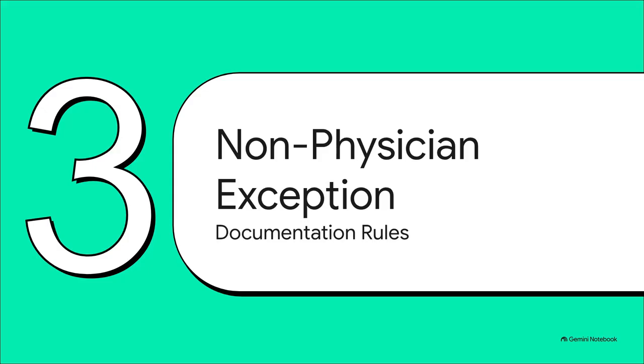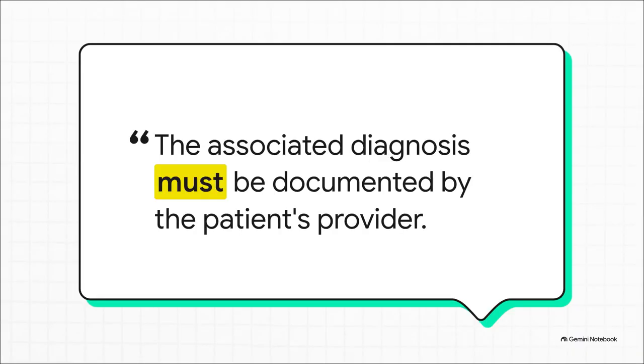Okay, let's hit Section 3, the non-physician exception. Now, what's really interesting here is this massive, highly specific exception to that golden rule we just talked about. Every single coder needs to memorize this. The official guidelines state the associated diagnosis must be documented by the patient's provider. So, what does this actually mean for us? Well, it means a wound care nurse can legally document the physical depth and stage of the ulcer. But, and this is a huge but, the attending physician must explicitly confirm that the ulcer actually exists. If the nurse says Stage 3, but the doctor's notes are completely silent, you can't just code it. You have to query the provider.